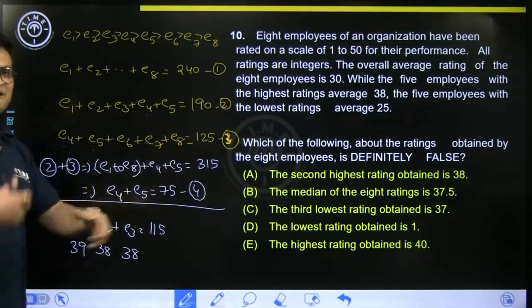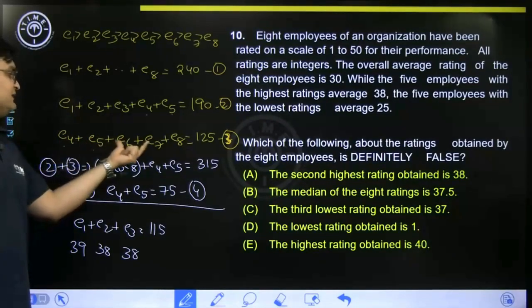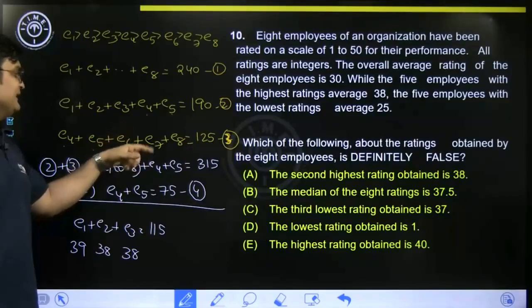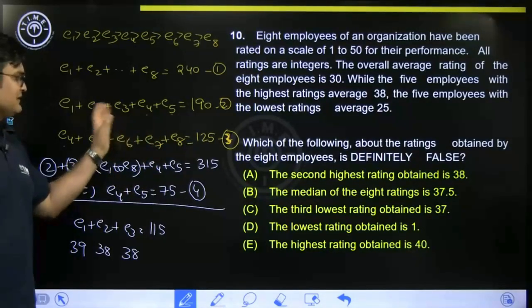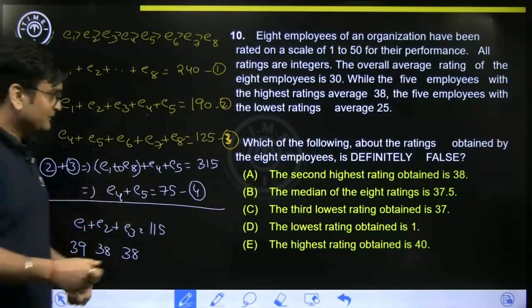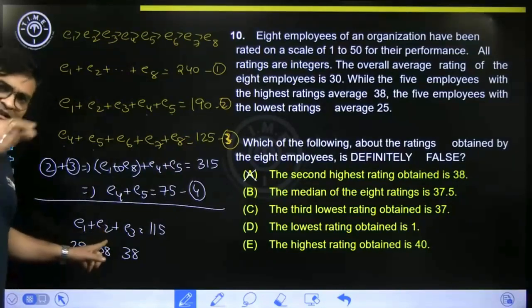E6, E7, E8 can be decided accordingly, because please note, if E4 plus E5 is 75, these three together should be 50. So I can give values like 20, 10 and something, 20, 20 and 10, something like that. We can give 50. So that's possible. If this is possible, this is not my answer. So second highest rating can be 38.